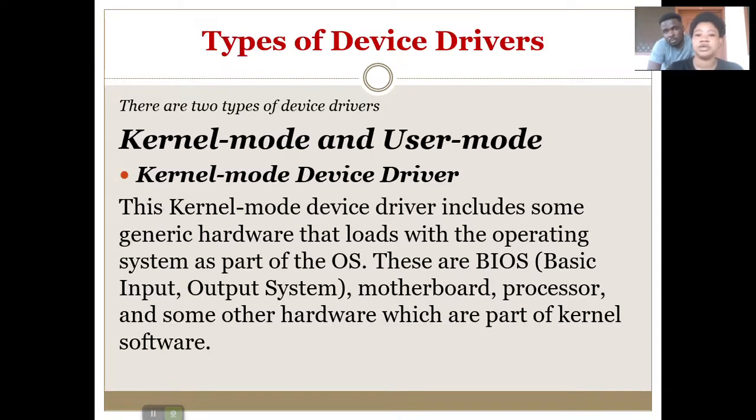We have types of device drivers, and there are 2 types: kernel mode and user mode. We are taking them one after the other. We will start with kernel mode. The kernel mode device driver includes some generic hardware that loads with the operating system as part of the operating system. These are BIOS, the full meaning of BIOS being basic input output system, motherboard, processor, and some other hardware which are part of the kernel software.